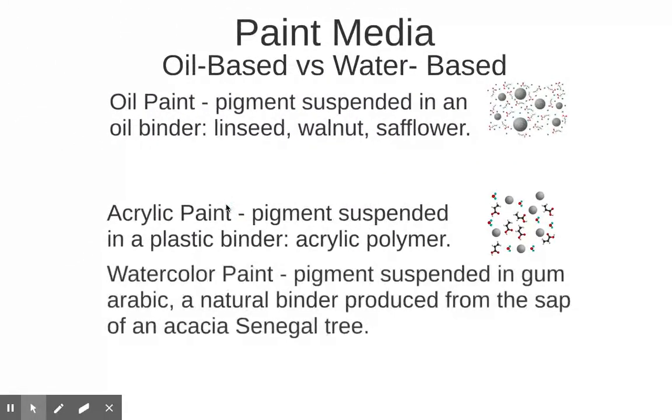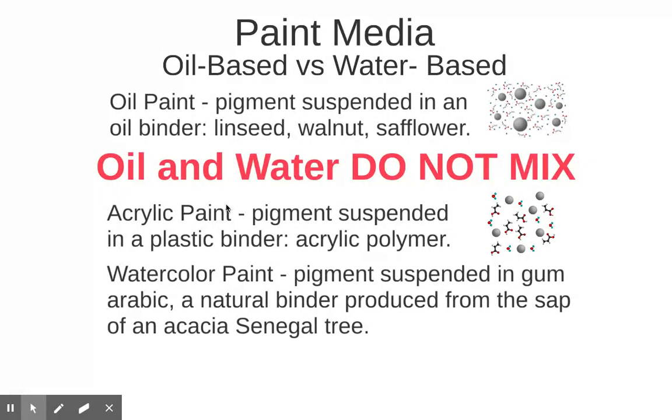All right, and then lastly, there's watercolor paint, which is pigment suspended in gum arabic, which is another natural binder produced from the sap of an acacia Senegal tree. And remember, oil and water do not mix. So what happens when you mix oil and water is they separate. Oils usually float to the surface while water is more dense and sinks to the bottom. This works in a glass cup as well as on a canvas.